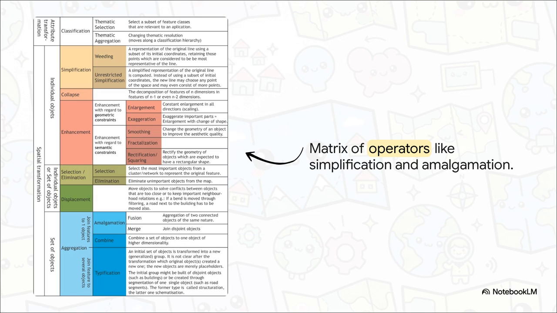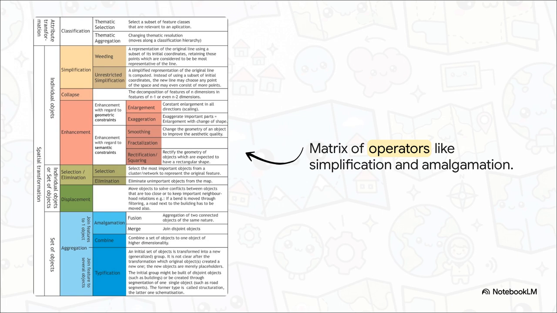When we do finally get to that graphical execution, we bust out the operators. Think of operators as abstract conceptual transformations. Got a curving road with way too many vertices? Boom, that's the simplification operator. Need to combine two disconnected forest patches into one?